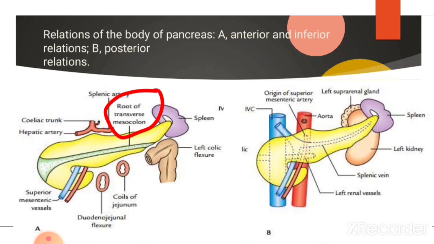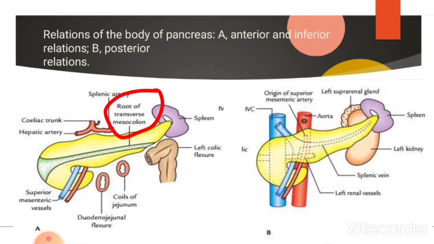What is mesocolon? Mesocolon is a fold of peritoneum. What is peritoneum? Peritoneum is a serous membrane in the abdomen which is enclosing our abdominal viscera. So root of transverse mesocolon means it is the attachment of the fold of peritoneum which is attaching our transverse mesocolon with the posterior abdominal wall.